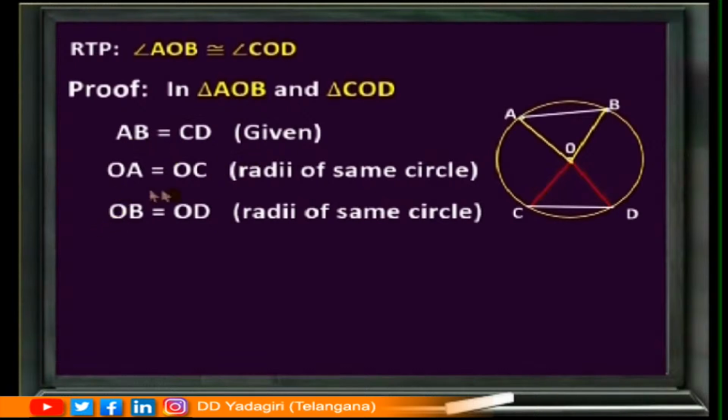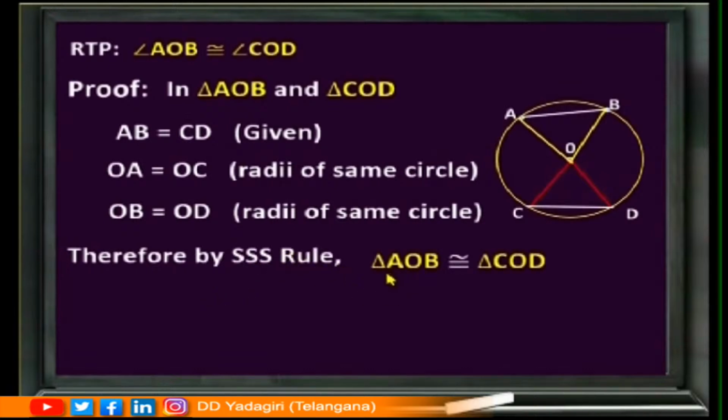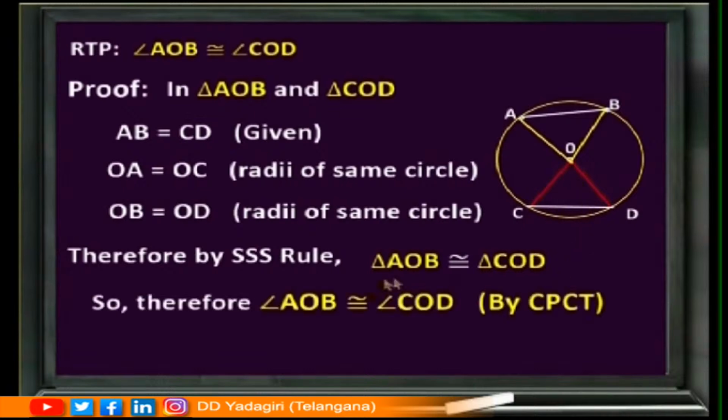So, AB is equal to CD, OA is equal to OC, OB is equal to OD. That means three sides are equal, corresponding sides are equal. We can say by SSS rule, triangle AOB is congruent to triangle COD. What we find here? Triangle AOB is congruent to triangle COD. So, therefore, angle AOB is equal to angle COD. If these two triangles are congruent, we can say by corresponding parts of congruent triangles, the angles are equal. Angle AOB is equal to angle COD.